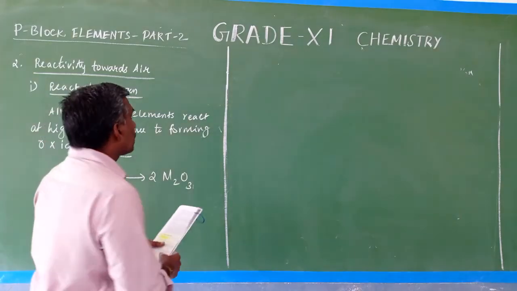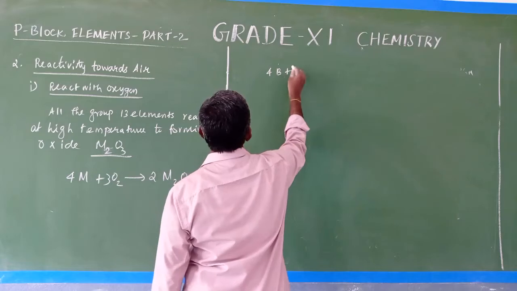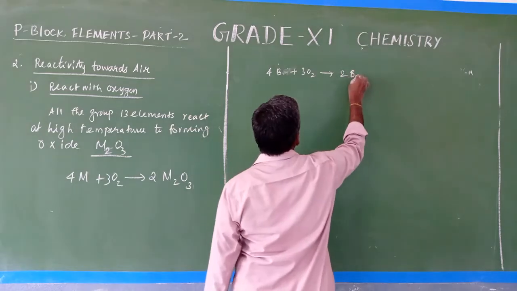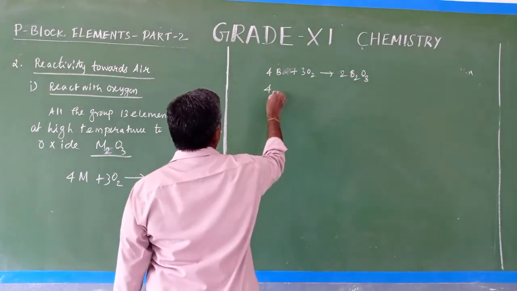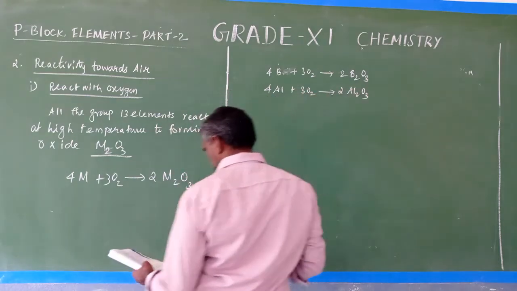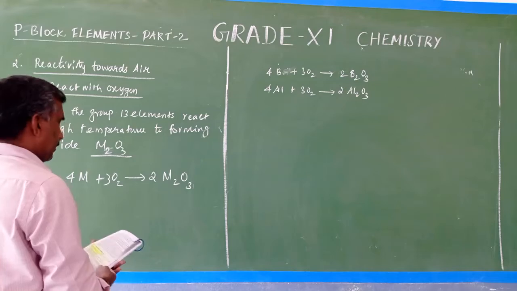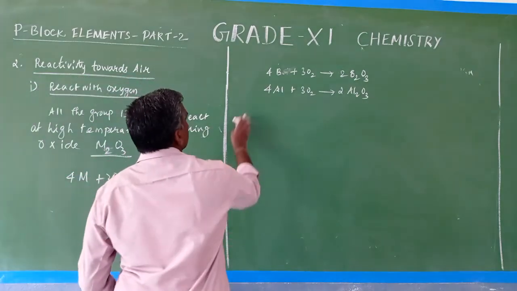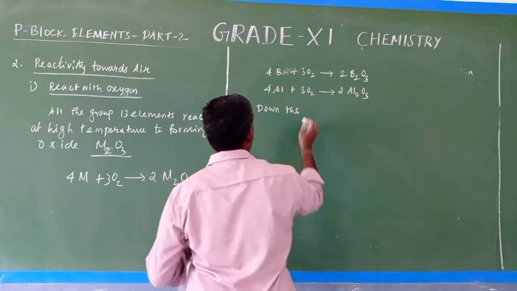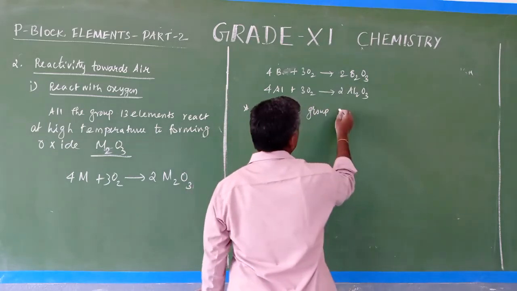Okay, let us look at examples. Boron plus oxygen reacts to give boron trioxide, and aluminum plus oxygen gives aluminum trioxide, Al2O3. Okay, next point: down the group, the reactivity of group 13 elements towards oxygen increases.